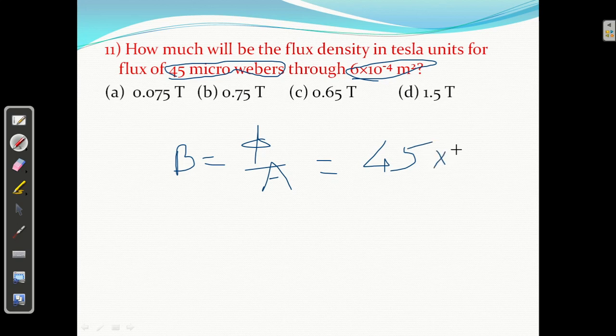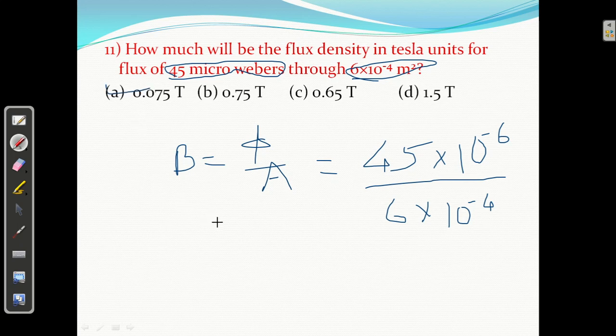micro means 10 raised to power minus 6, upon what is the area, given 6 into 10 raised to power minus 4. It is given. So 45 upon 6. You can use the calculator. I'm just using the calculator. And I'm getting the answer 0.075. That is A, answer is correct.